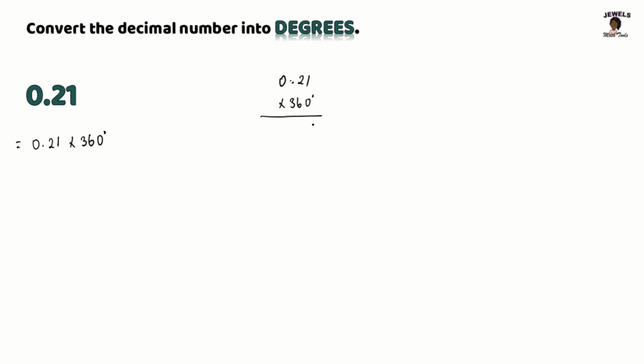1 times 0 is 0. 0 times 2 is 0. 0 times 0 will give us 0. We'd add in our 0 and begin multiplying by our 6. 6 times 1 is 6. 6 times 2 is 12. We'll put our 2, carry the 1. 6 times 0 is 0. Plus 1 will bring down our 1.